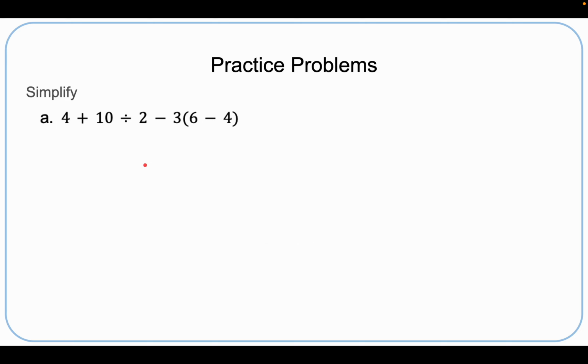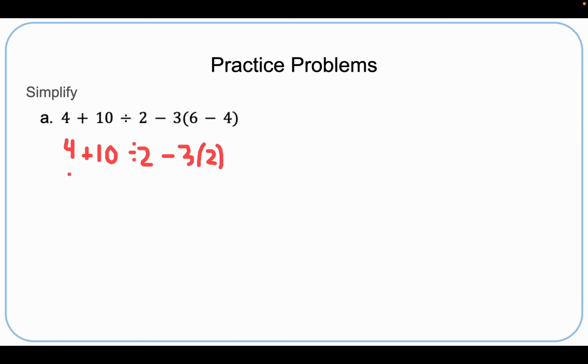All right, first problem. We want to start with our symbols of inclusion here. So 6 minus 4, which is 2. So I'm going to rewrite this. 4 plus 10 divided by 2 minus 3 times 2.